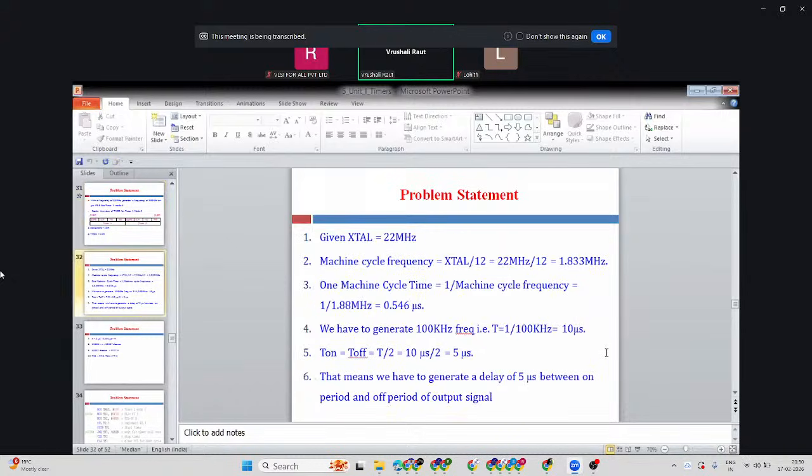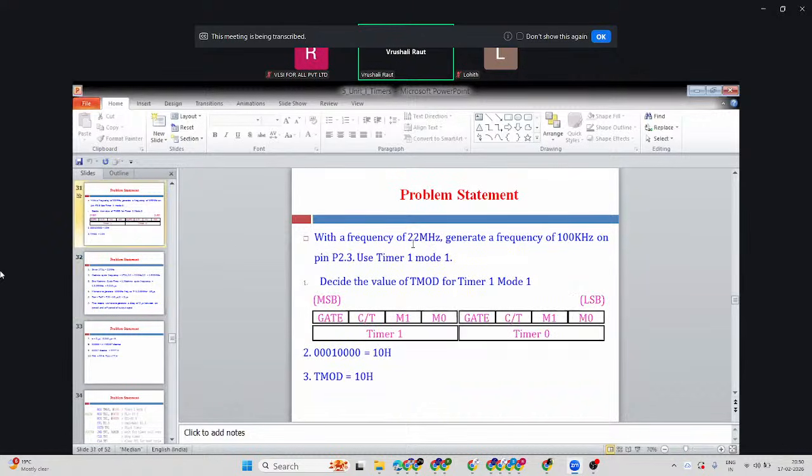Further, now look here, what is the frequency given? 22 megahertz. What do we have to generate? 100 kilohertz. What do you mean by 100 kilohertz? It means a square wave of 100 kilohertz. So how much is the time period of a 100 kilohertz wave? 1 divided by 100 kilohertz means 0.01 millisecond. Kilo means 10 to the power minus 3. So that is the period of your square wave.